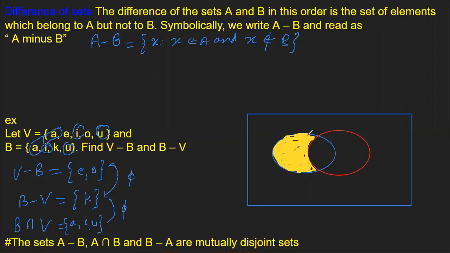Now what is B minus A? B minus A will be that part which is in B but not in A. Here we go. This portion. I'll shade it. This portion is B minus A.